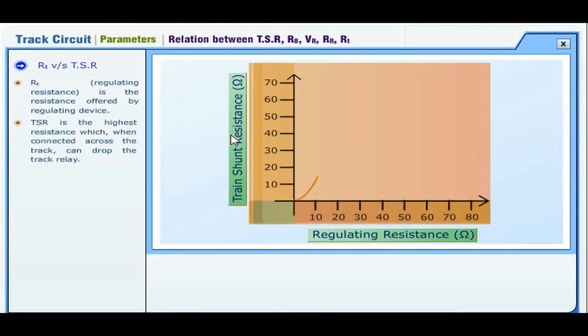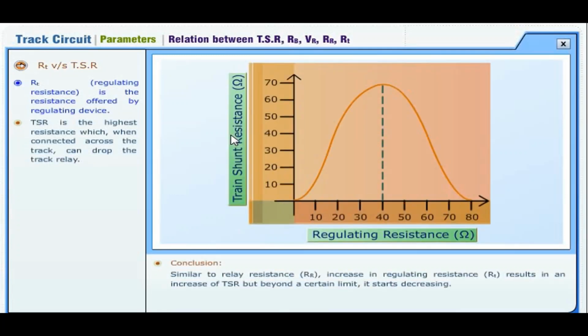RT versus TSR. RT, that is regulating resistance, is the resistance offered by regulating device. TSR is the highest resistance which, when connected across the track, can drop the track relay. From the graph given on screen, we can conclude that, similar to relay resistance, increase in regulating resistance RT results in an increase of TSR, but beyond a certain limit it starts decreasing.